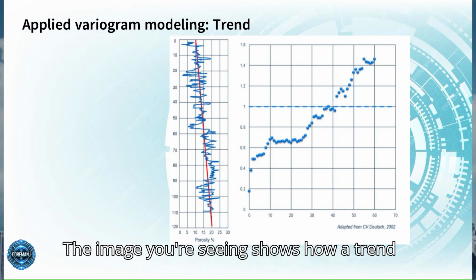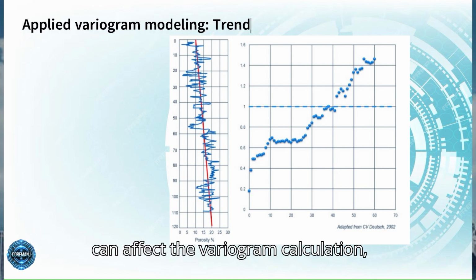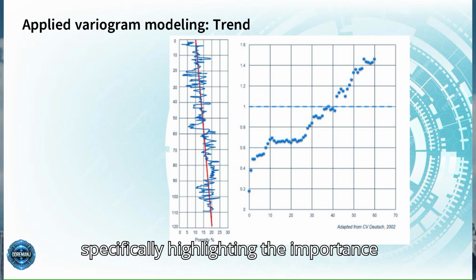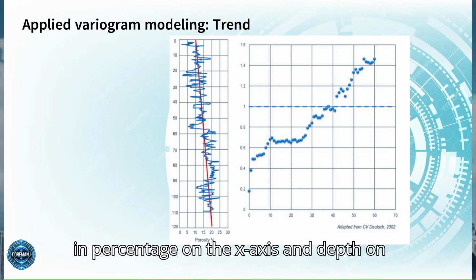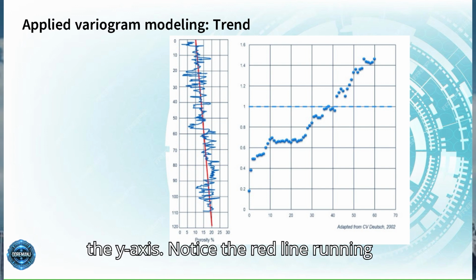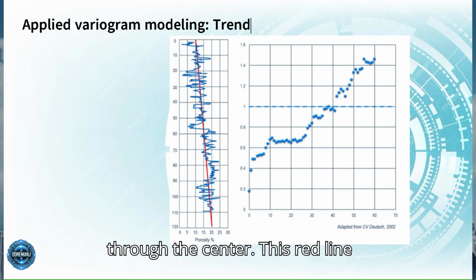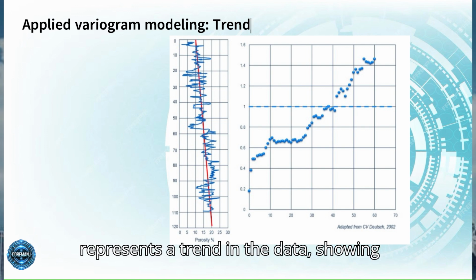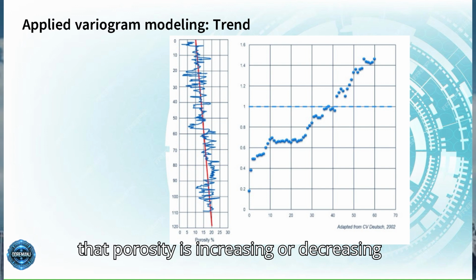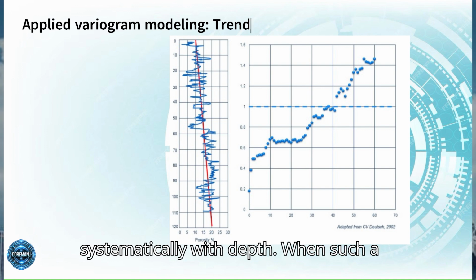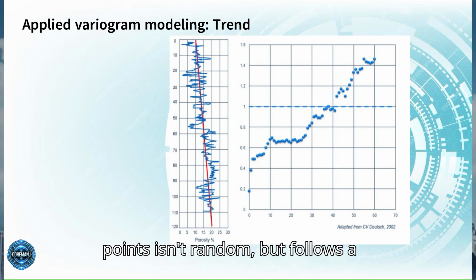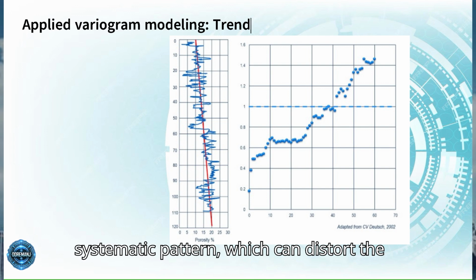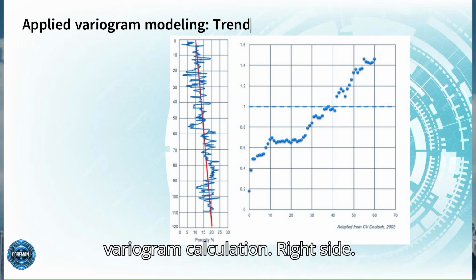The image you're seeing shows how a trend can affect the variogram calculation, specifically highlighting the importance of detrending the data before analyzing variograms. Left side. This is a well log with porosity measurements in percentage on the x-axis and depth on the y-axis. Notice the red line running through the center. This red line represents a trend in the data, showing that porosity is increasing or decreasing systematically with depth. When such a trend exists, the variability of the data points isn't random, but follows a systematic pattern, which can distort the variogram calculation.